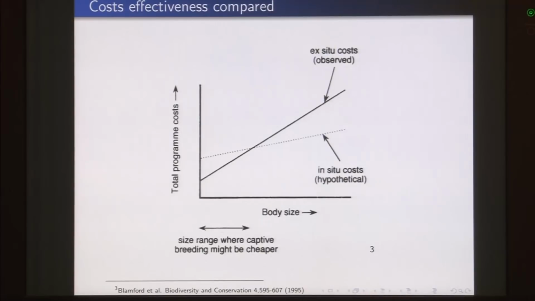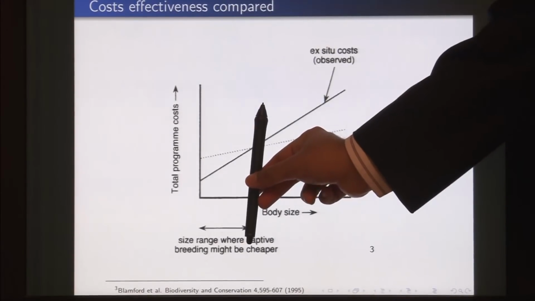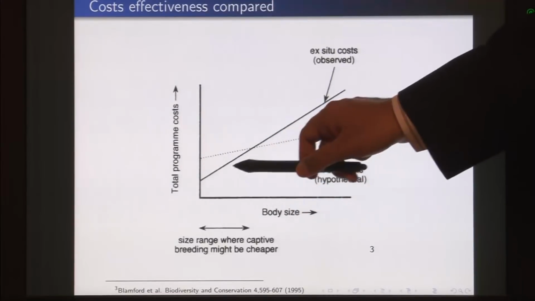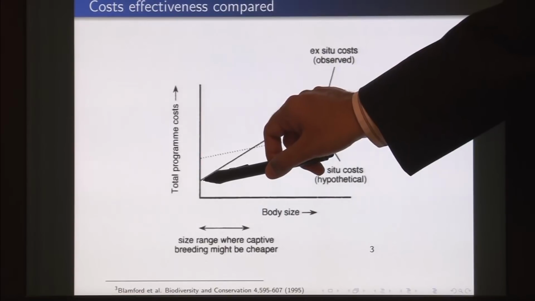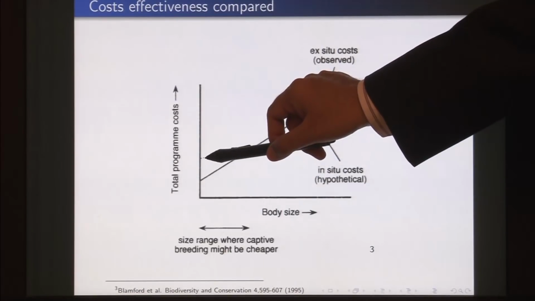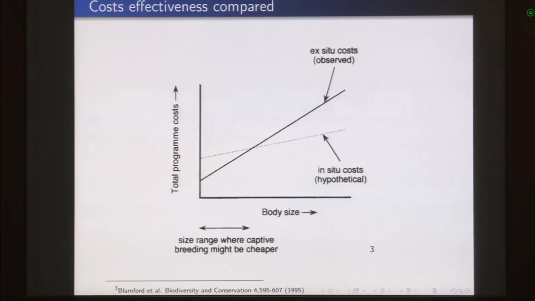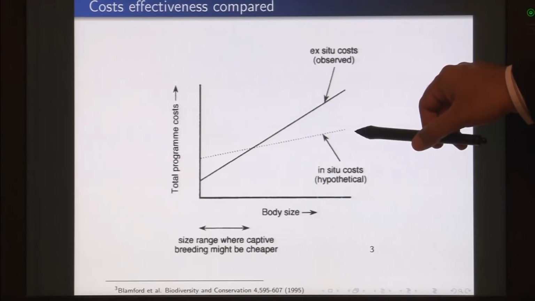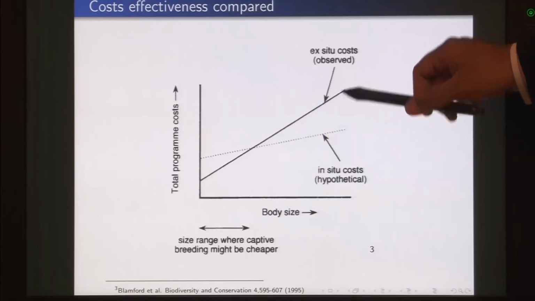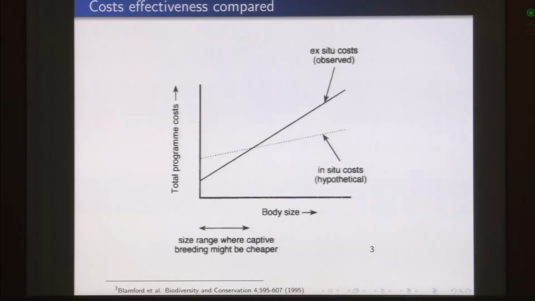Just by looking at the cost effectiveness, they suggested that there is a critical body size below which the ex situ conservation methods are most cost effective. Here the cost of ex situ conservation is very much less than the cost of the in situ conservation method. But for the larger size species, we need to go for the in situ conservation method, because ex situ becomes prohibitively more costly, and this is primarily because most of these animals also require a larger range size.